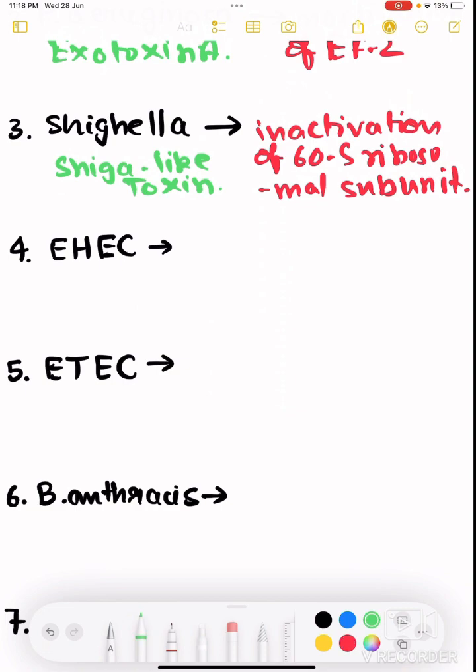Now coming to EHEC, enterohemorrhagic E. coli. What is the name of the toxin? Same as above, Shiga-like toxin. Right. SLT, Shiga-like toxin. What is the mechanism of action of EHEC? Same as above, inactivation of the 60S ribosomal subunit.